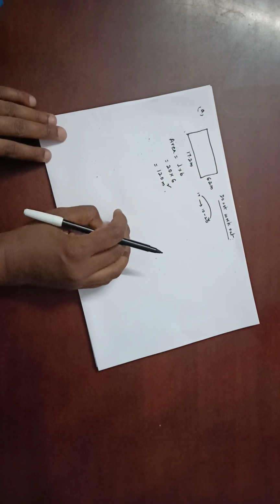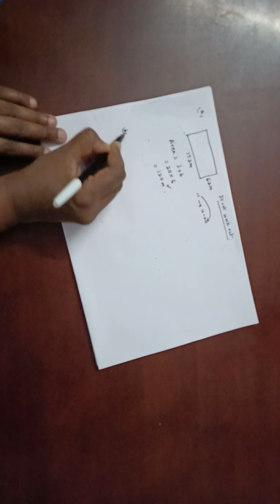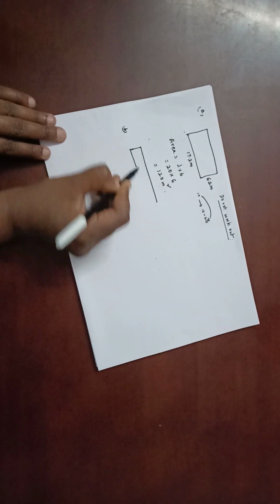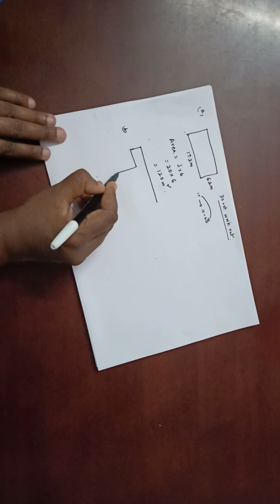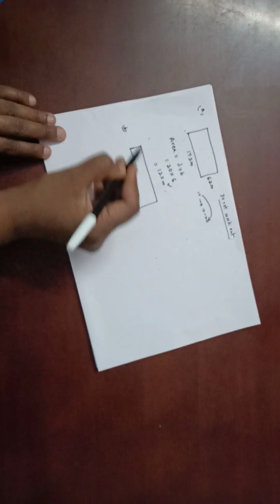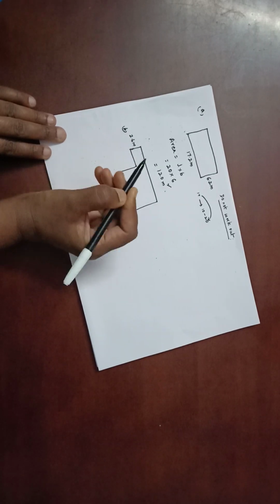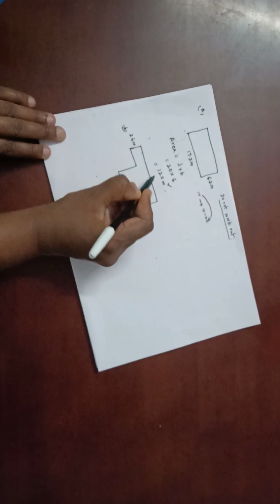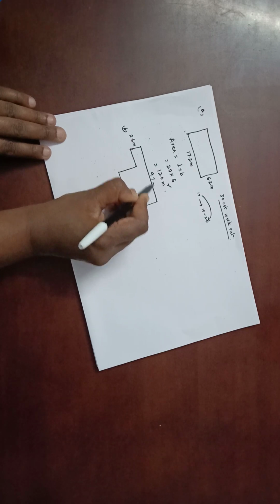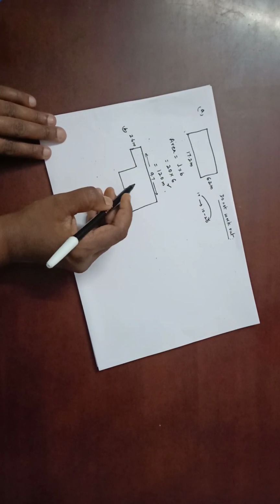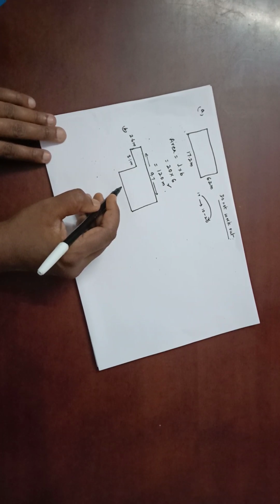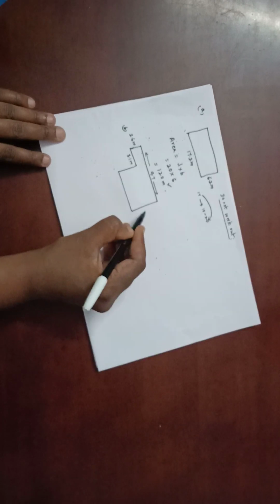One more bit I'll explain. Now the question is like this. The measurements are, this is 2.6 meters and the whole length is 9.7, and this length is 3.1 meters and this length is 4.8.